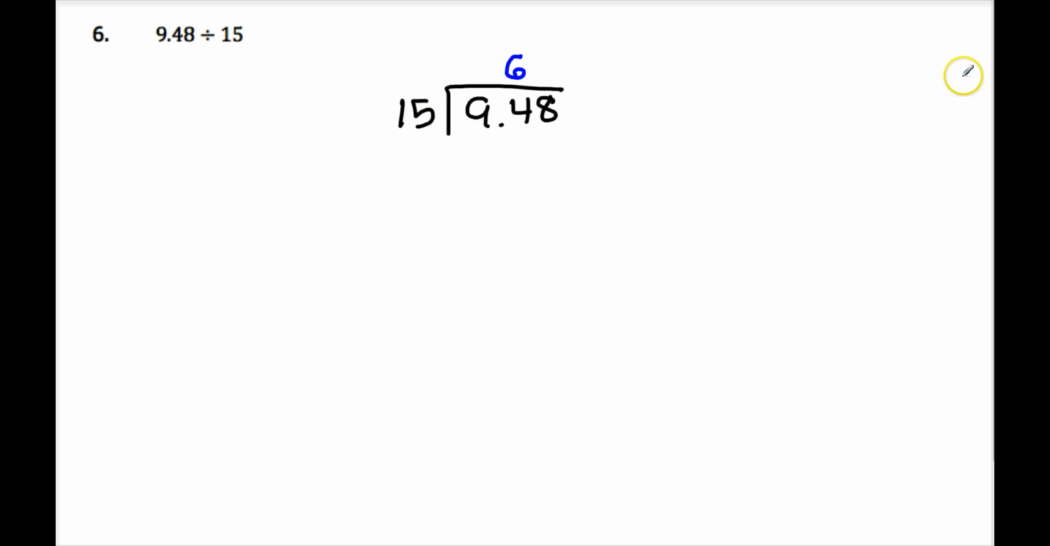6 times 15, if you need to write that out to the side, please do that. 6 times 15 would be 90. And so we place a 90 down here below our 94. Subtract, 94 minus 90 is 4. And now I can bring down my 8 and repeat this process. 15 goes into 48 3 whole times.